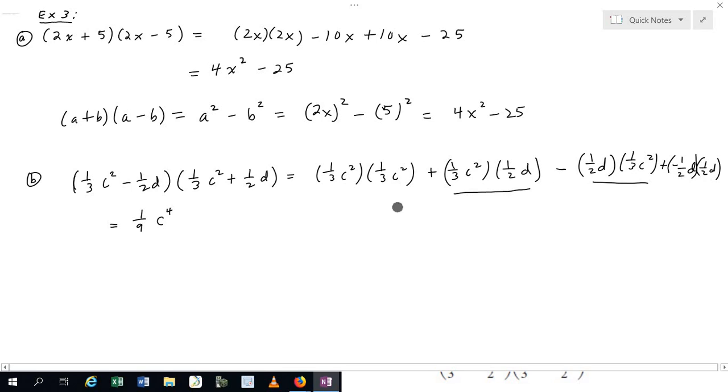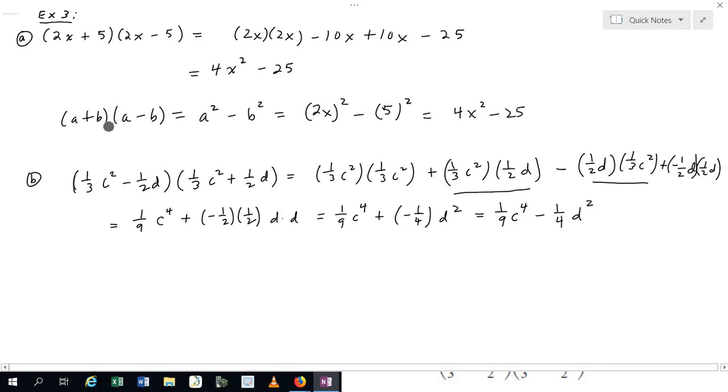Okay, and then the last term here, you're multiplying a negative 1/2 by a positive 1/2, and then multiplying a d by a d. Okay, and so this is going to give you negative 1/4 times d squared. And of course, when you add a negative, you can write that as subtraction. Okay, so that's what you end up with when you FOIL this out.